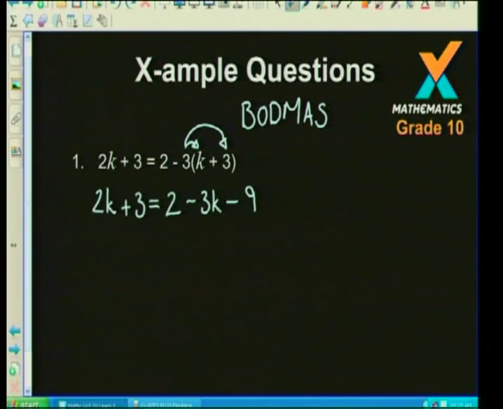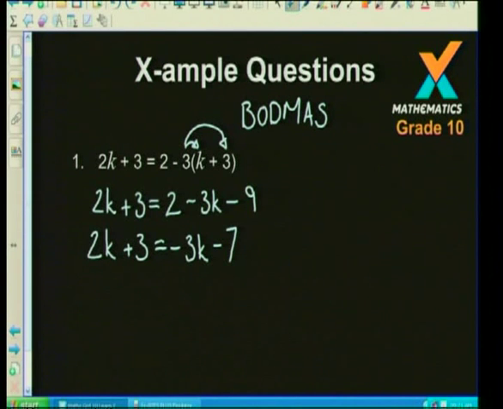Now let's simplify both sides as much as we can. 2k plus 3, neither one of those terms can be added together, so we just leave them like that. But now we have 2 and minus 9. So I'm going to put minus 3k in the front and add 2 and minus 9 to get minus 7.